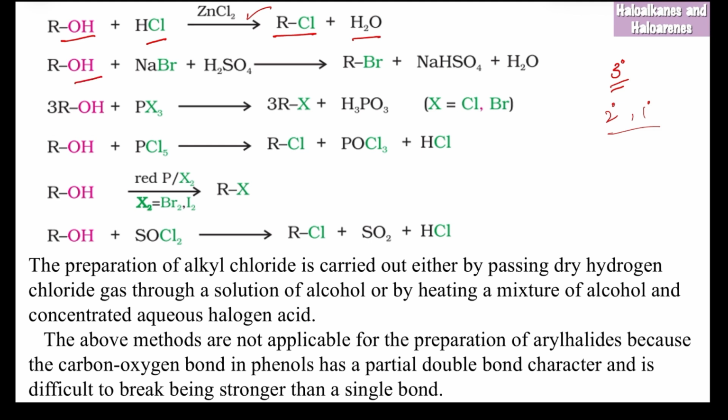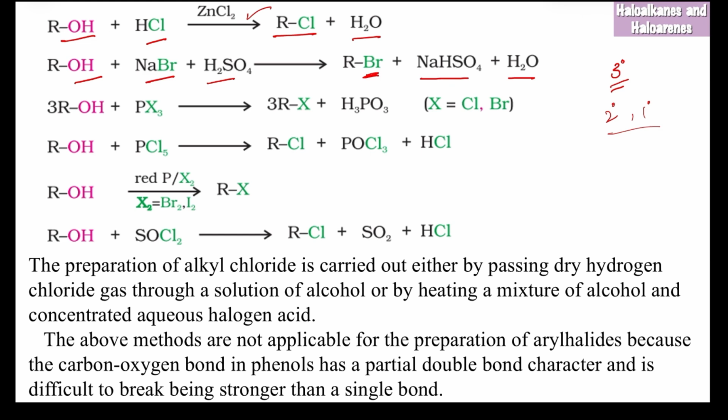Next one is alcohol plus sodium bromide plus H2SO4. Now here, OH is getting substituted by bromine. So alkyl bromide is formed and byproducts are sodium hydrogen sulfate and water.